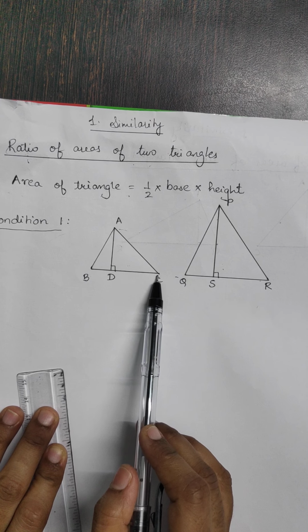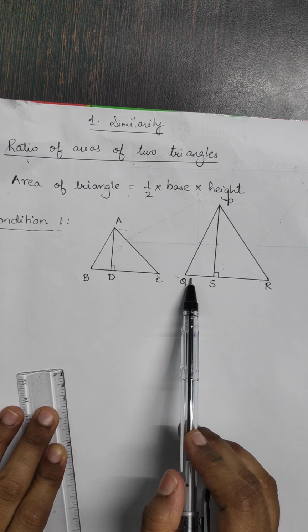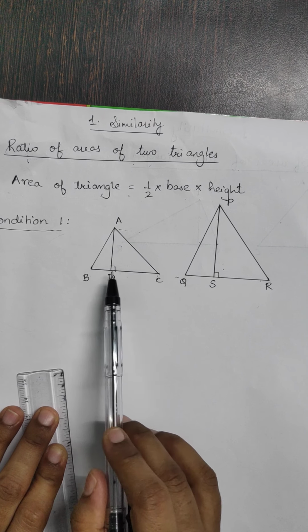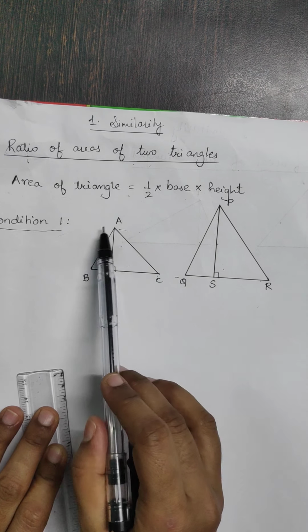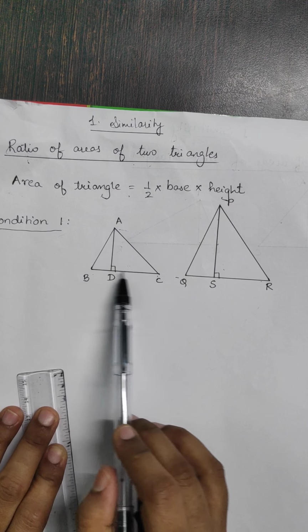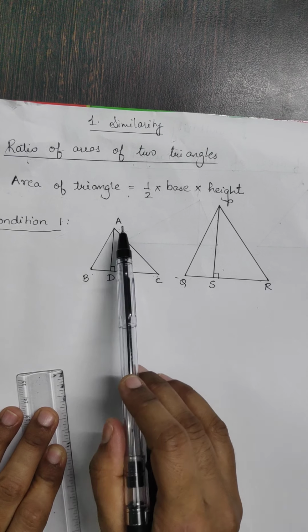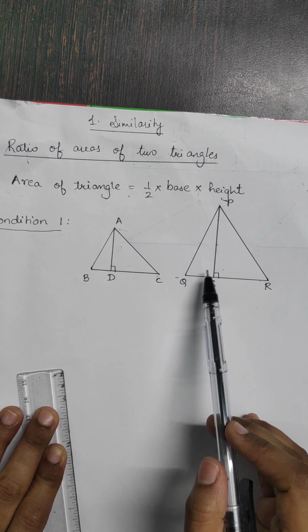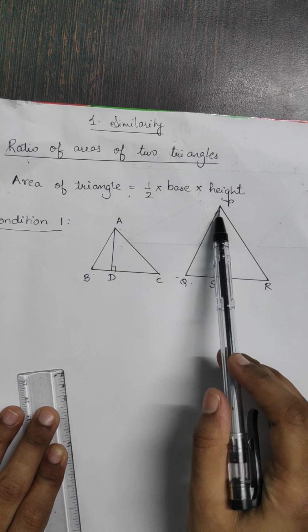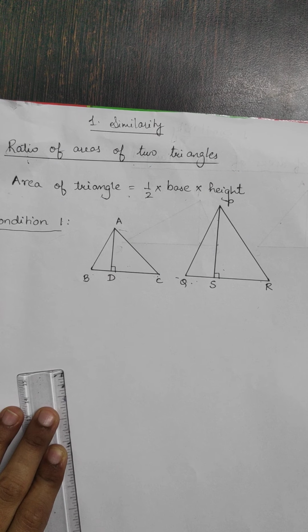The base of the first triangle is not equal to the base of the second triangle. It means that both the triangles are different. They have different base and different height, which you all can see. The base for the first triangle is BC. The height of the first triangle is AD. Whereas the base for the second triangle PQR is QR and the height is PS.